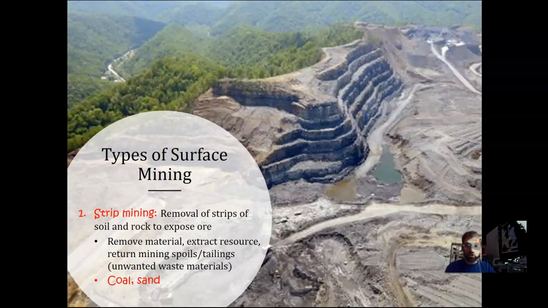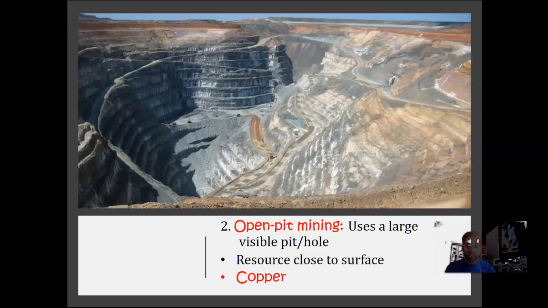And then usually that's coal or sand. And then you have open pit mining, which uses a large visible pit or hole. That's resources still close to the surface, like copper. This is in Montana. It's a really famous and very polluting mine that got most of the copper in the early 50s.